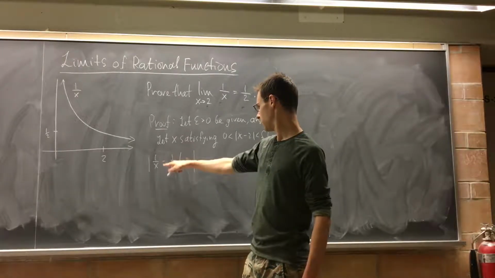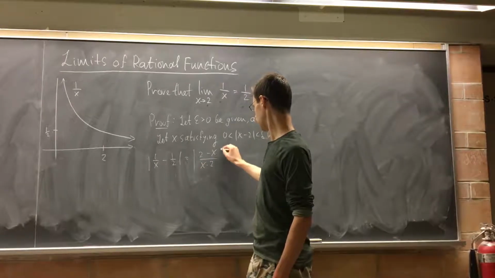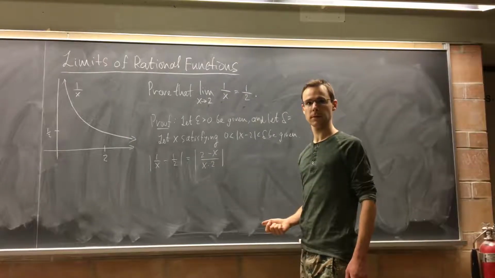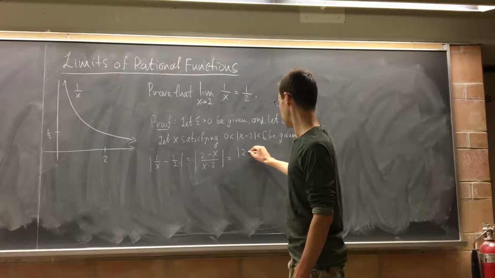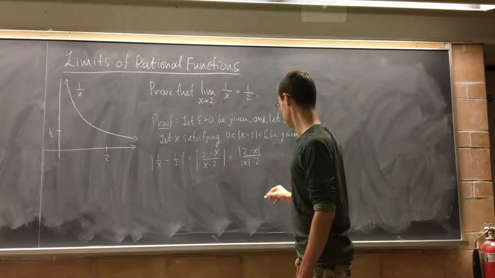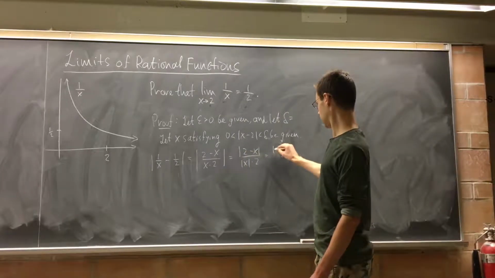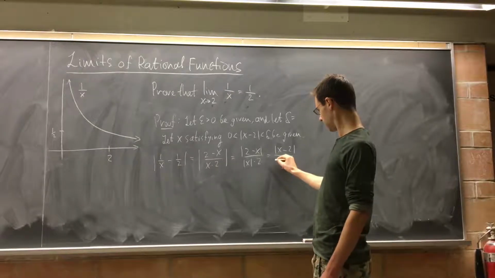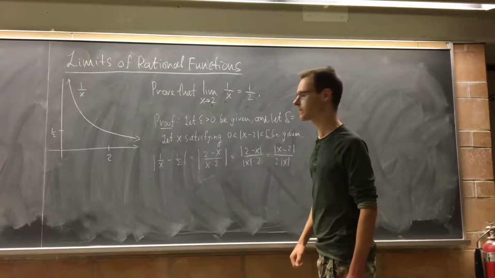We're going to have what? 2 minus x over x times 2. Okay? Now the absolute value will split over the fraction. So we're going to put the absolute value on the top and on the bottom. So this is abs 2 minus x over abs x times 2. And we can clean that up a little bit. Switch the order here. Abs 2 minus x is the same thing as abs x minus 2. And we can put the 2 in front here and then have the abs x in the denominator.